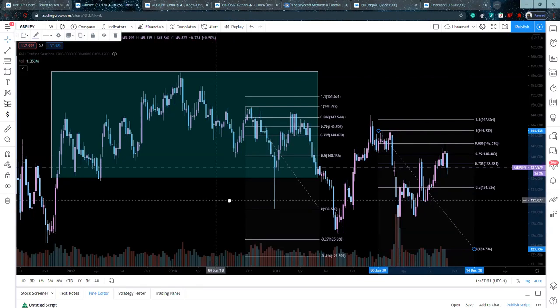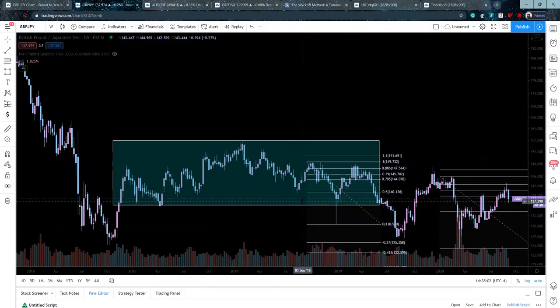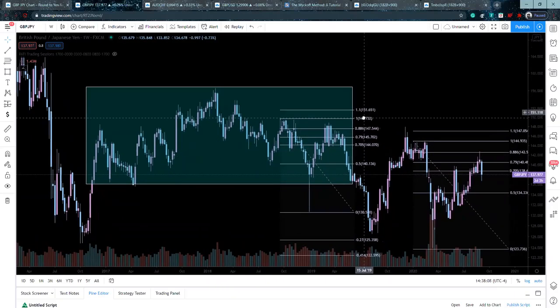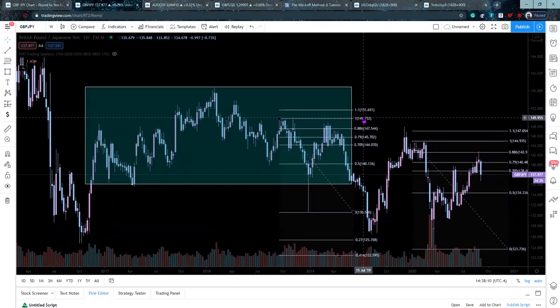One thing where I get confused is telling the difference between uncaptured liquidity or fair value gaps and what's already been captured. That's what I messed up at a lot.